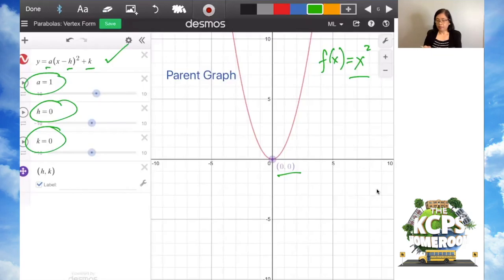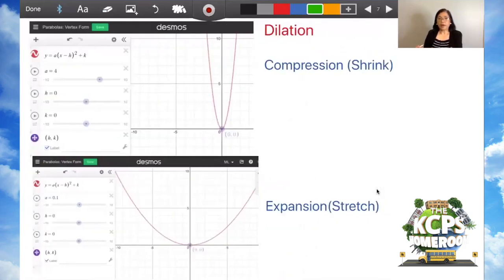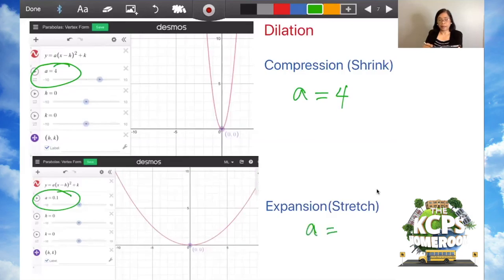Okay, this is our parent function again. So let's look at these two graphs and let's look at the parameters. So when I change the value of a from 1 to 4, so in this case, a is equal to 4, notice that the graph compared to the parent function shrinks. It shrinks and moves closer to the y-axis. It becomes narrower. And on the second graph, when a is 0.1, a value between 0 and 1, a decimal, here 0.01, notice what happens to the graph. The graph is expanded, or there's a stretch, or the graph widens.